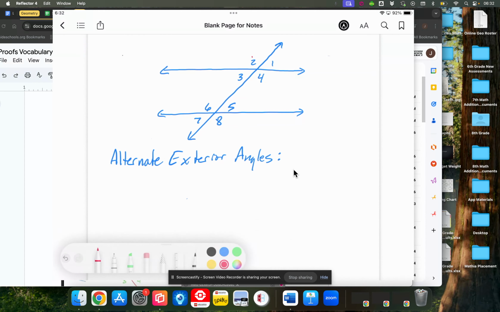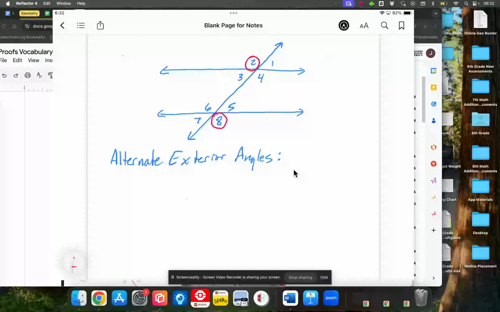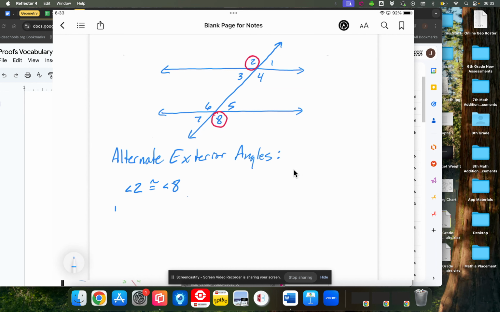It's been horrible. So I could say that angle 2, I find the angle that is outside and opposite on the bottom of the figure. That is alternate exterior. So alternate is the opposite or the other side, and exterior is outside. So I could make the statement that angle 2 is congruent to angle 8. Because they are congruent, we can say that their measures are equal, so the measure of angle 2 is equal to the measure of angle 8.